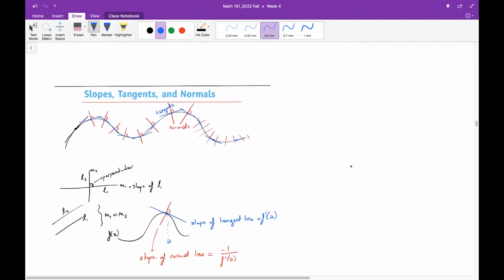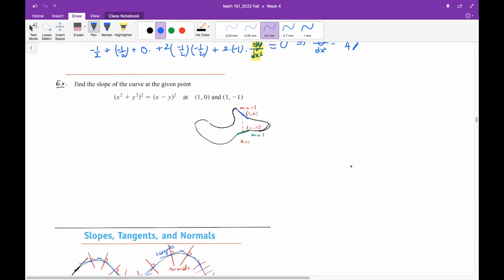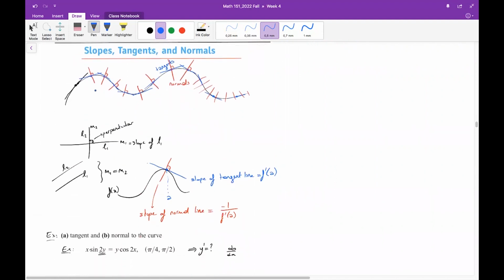And finally, in this lecture, I leave this as an exercise for you. We can also solve this example in the problem solving session together. Now let's look at this part: slopes, tangents, and normals to curves.